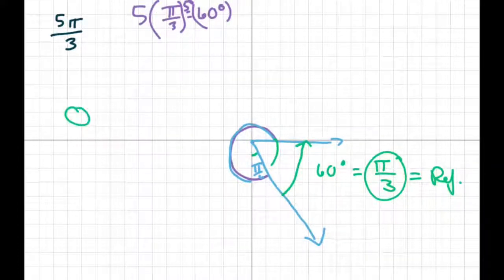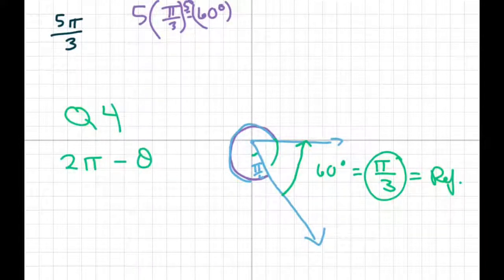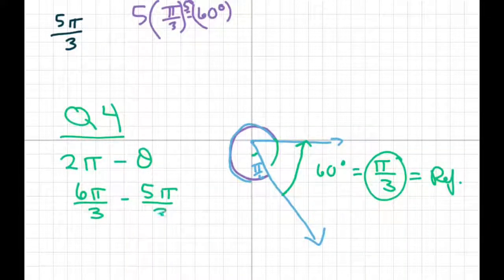Algebraically, if you're in quadrant 4, which we are, you take 360 degrees, and in this case that would be 2 pi, minus your angle. That's for quadrant 4. So 2 pi is 6 pi over 3, since we have to have the same common denominator here. This equals 2 pi there, and that gives you your reference angle of pi over 3.